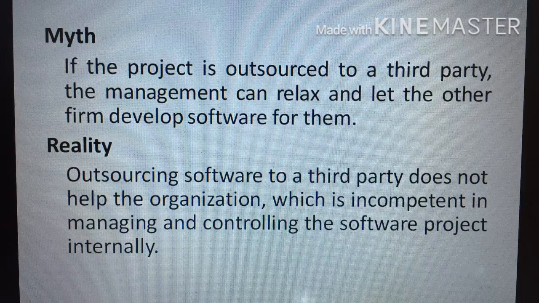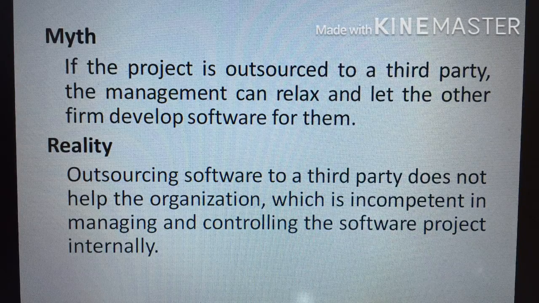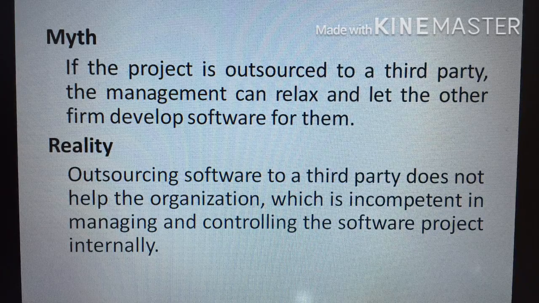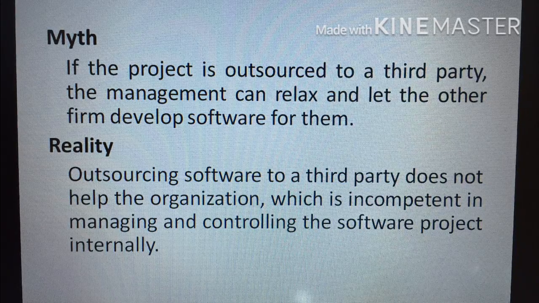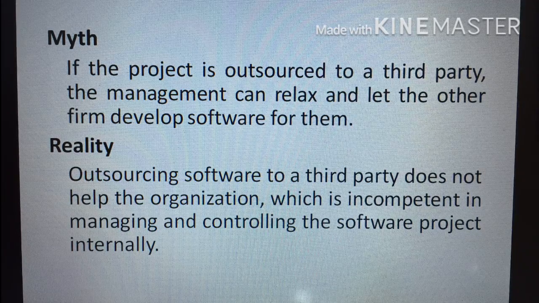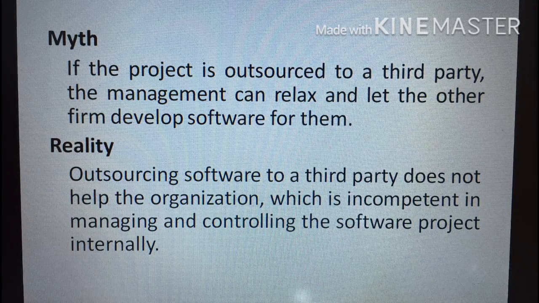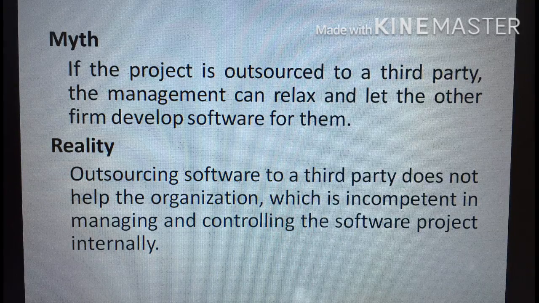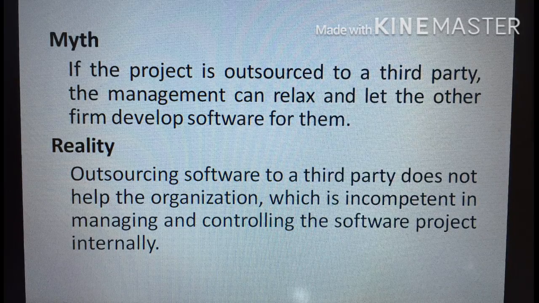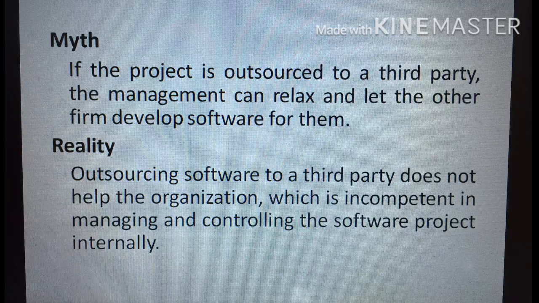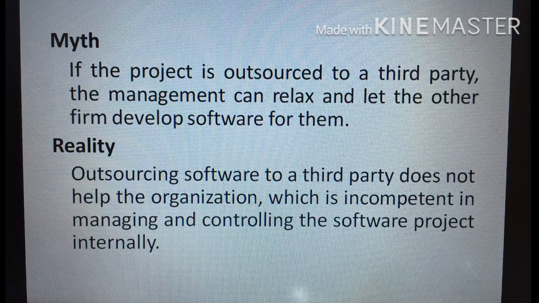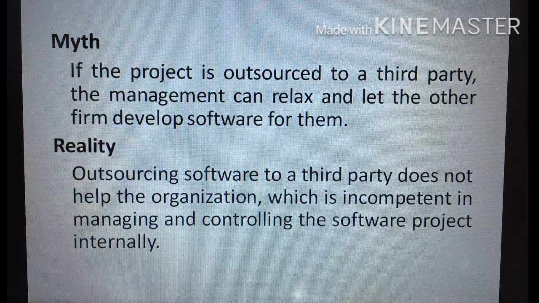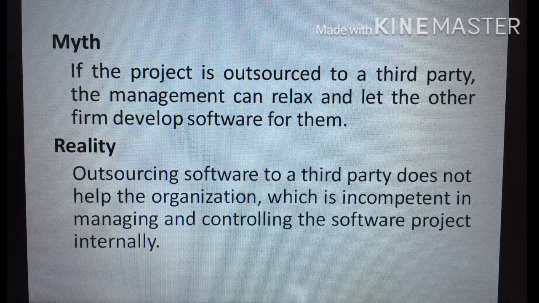Okay. The next one is, if the project is outsourced to a third party, the management can relax and let the other firm develop software for them. What do you think? Will that affect positively on managing the software internally? And can the organization control the project internally? No, both are not possible. Therefore, outsourcing software to a third party does not help the organization.